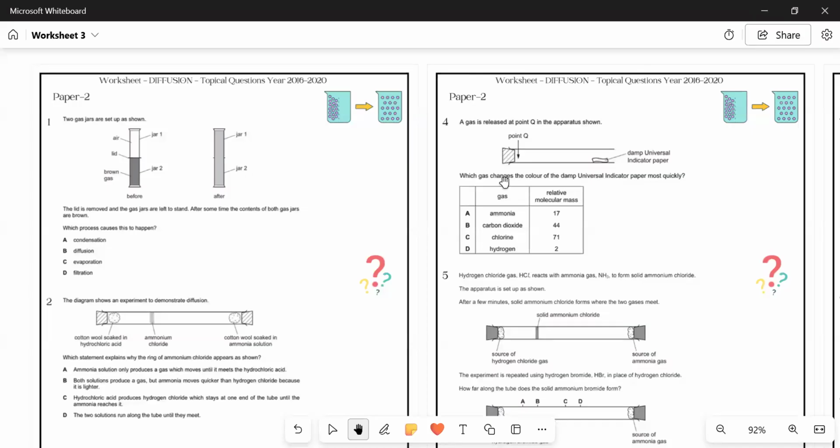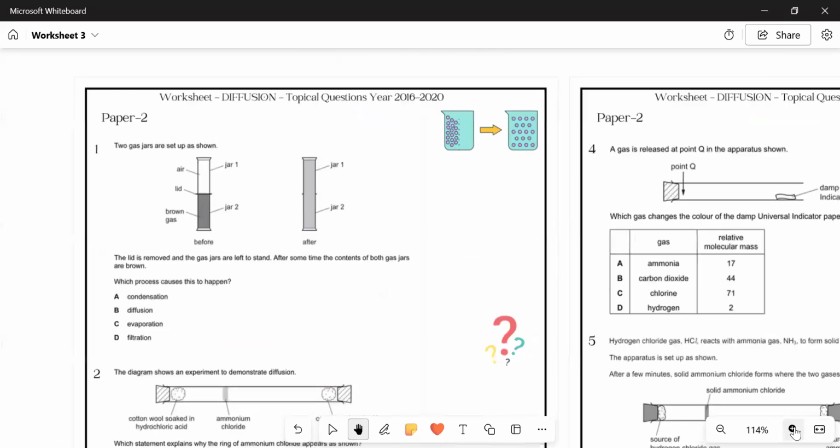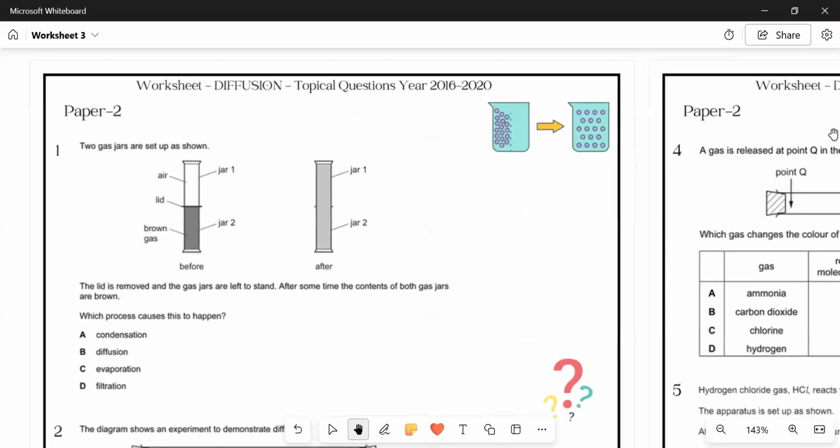Hey students, today we're going to discuss the worksheet about diffusion. I posted 2 videos of diffusion last time for your review and revision, so that you should know how it works, how to understand diffusion, what it is, how diffusion happens in liquids and gases, why diffusion does not happen in solids, and the relation of diffusion with the molecular mass of a substance.